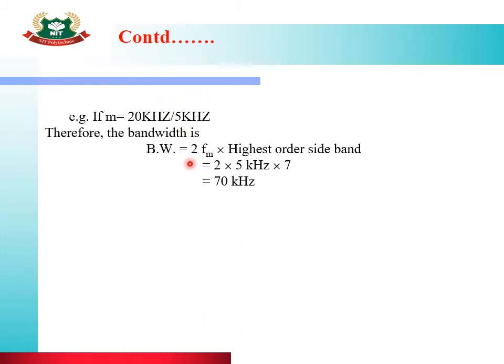So the 2fm into, यहाँ पे क्या दिया है, सॉरी, हाईएस्ट ऑर्डर साइड बैंड में अपन लेंगे यहाँ पे 5 किलोहर्ट्ज. 5 किलोहर्ट्ज में लिखेंगे अपन 2 इंटू 5 किलोहर्ट्ज इंटू हाईएस्ट ऑर्डर साइड बैंड इंटू 7, तो अपना इक्वेशन आएगा क्या, 70 किलोहर्ट्ज. क्लियर. यहाँ पे देखो क्या करना है, 2fm इंटू हाईएस्ट ऑर्डर साइड बैंड. अभी यहाँ पे fm की वैल्यू क्या लेनी है, fm की वैल्यू लेंगे अपन 5 किलोहर्ट्ज इंटू 7. ठीक है, तो आएगा इक्वेशन क्या, 70 किलो.